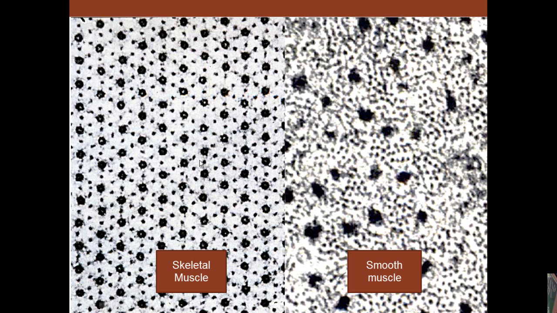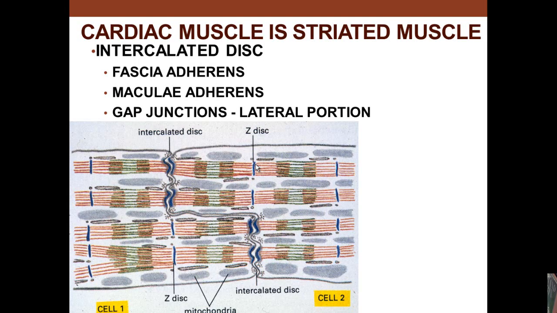the myosin and a nice arrangement of the actin. In contrast, in smooth muscle, you can see the myosin and the actin filaments are there and lined up, but they're not organized in a specific sarcomere as you see in skeletal muscle.